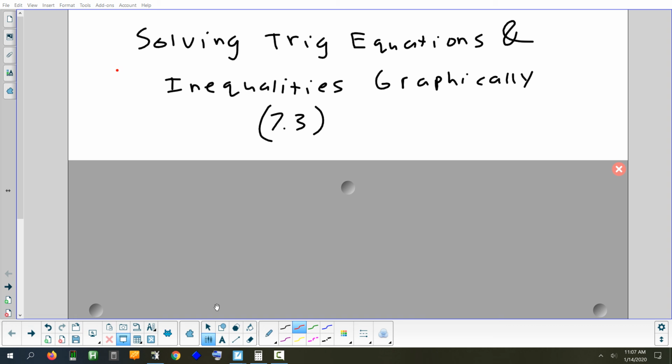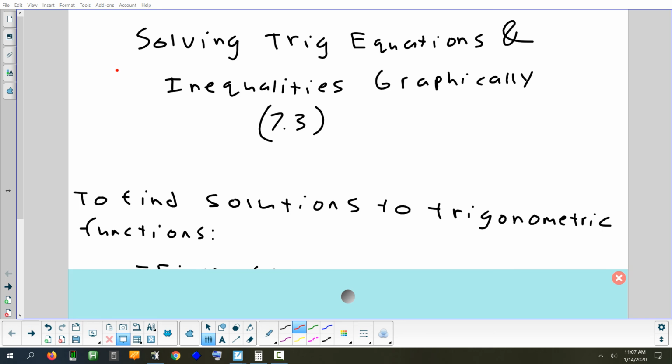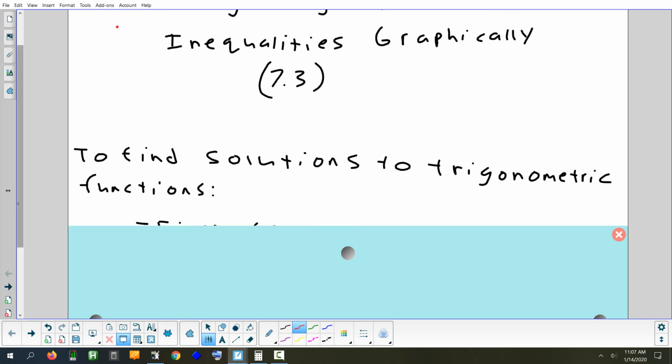Okay, so our second to last section for this week is 7.3. And it's going to focus on solving equations and a little bit with inequalities graphically. There's going to be a lot of review here about how we write our answers.